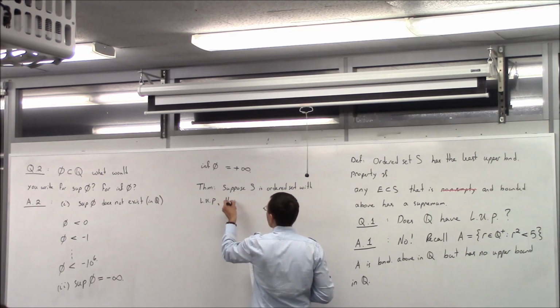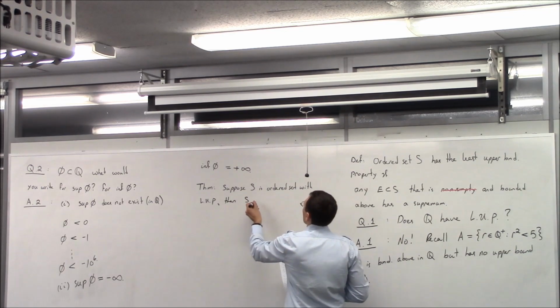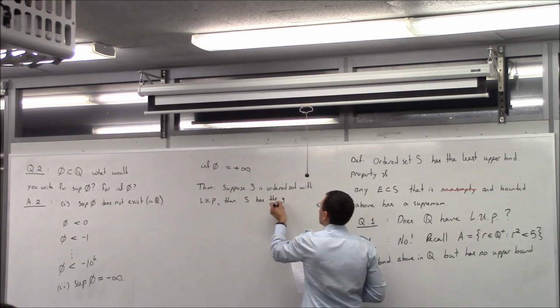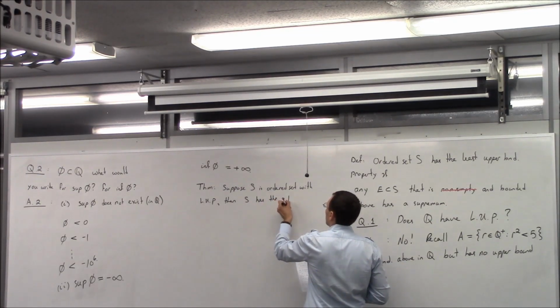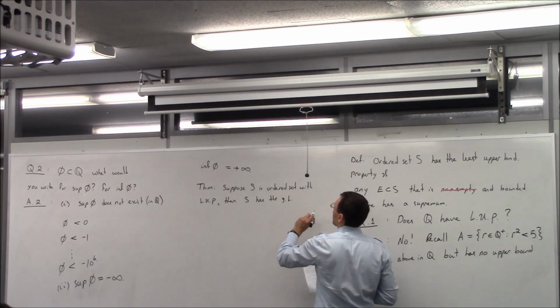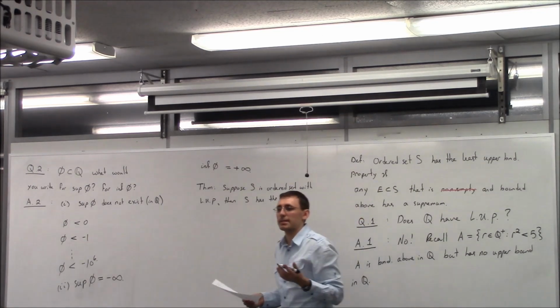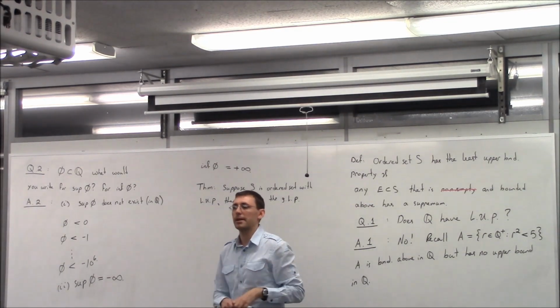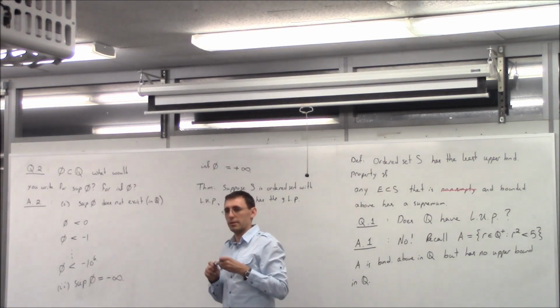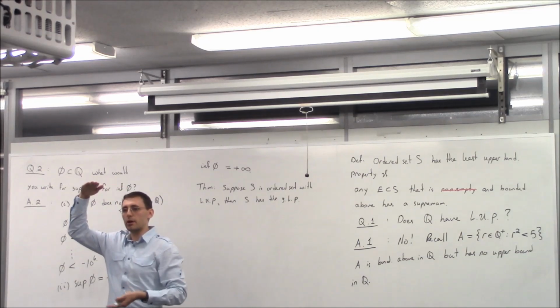Then S has the greatest lower bound property. What is the greatest lower bound property? Would anybody tell me? I didn't define it, but I'm sure you understand what it is. What's the greatest lower bound property?